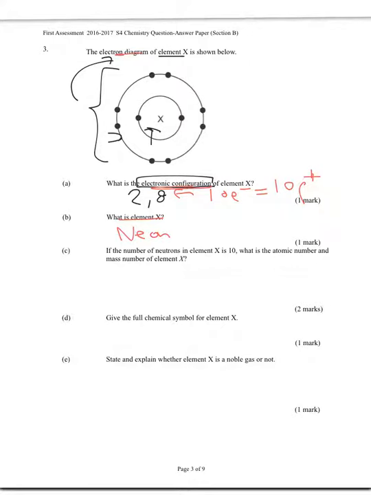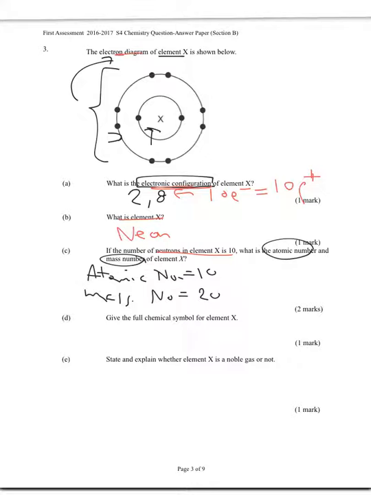So if the number of neutrons of element X is 10, what will be the atomic number and mass number? Bear in mind, if the same question asks you two things, you need to separate the answer. The atomic number will be 10 and the mass number will be 20.